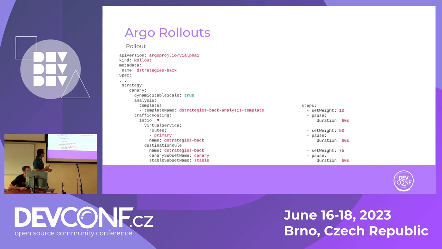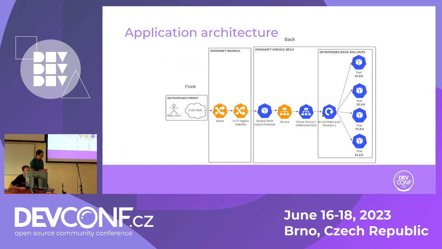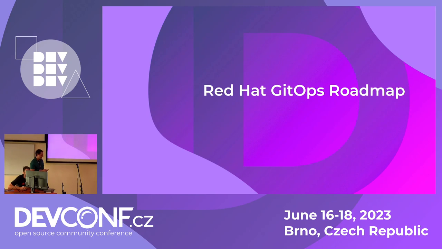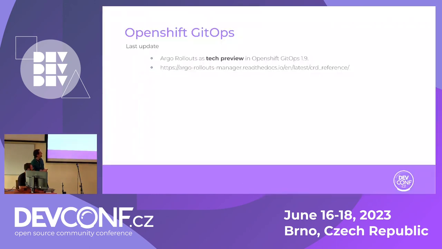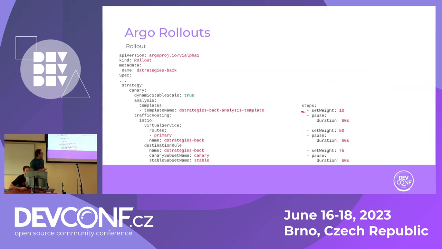So for example, for this demo, we have defined three steps, okay? In the first step, we will send 10% of the traffic to the new version for 60 seconds. First step, 10% of traffic. Second step, 50% of traffic for 60 seconds. Third step, 75% of traffic for 60 seconds. And finally, we will have 100% of traffic to our new version.